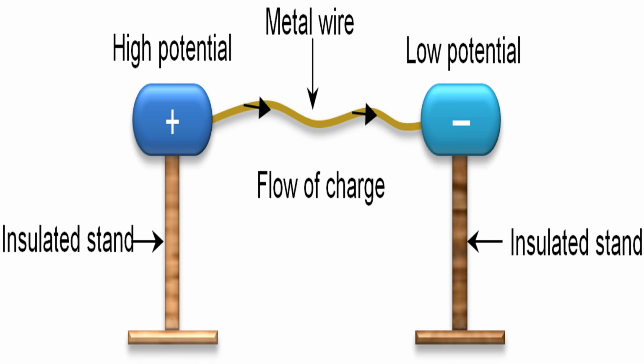Similarly, charge or electrons also move from a higher level to a lower level. So if two objects are connected with the help of a wire, the object which has a higher electric level, from there the electrons will move to an object which has a lower electric level. This level is nothing but the potential. So electrons normally move from a higher potential to a lower potential.